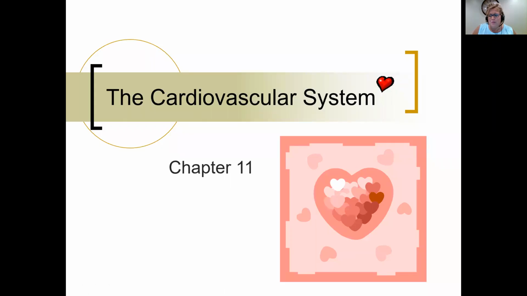Hi, welcome to Chapter 11, the cardiovascular system for medical terminology. Just some fun facts about the cardio system.